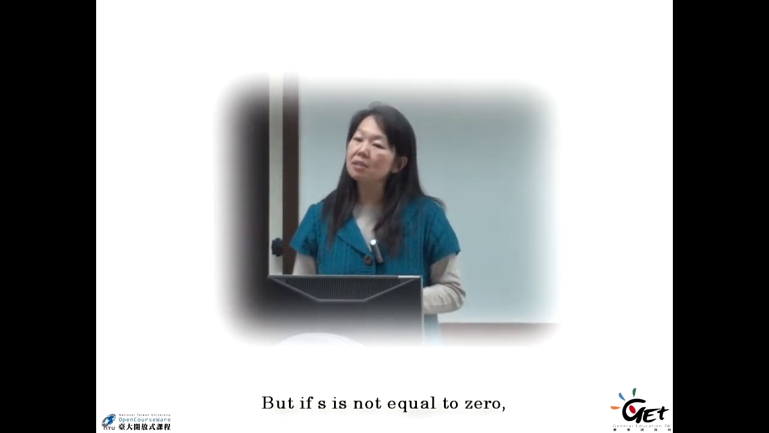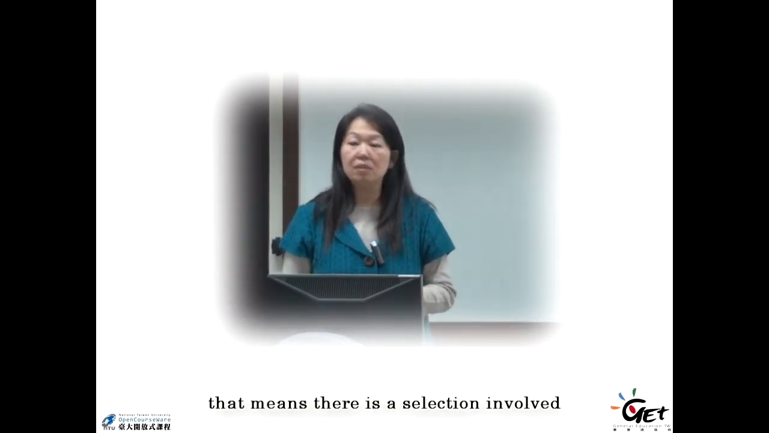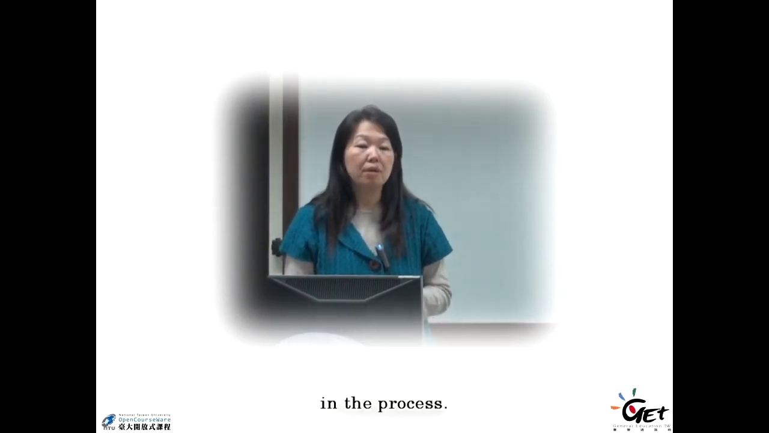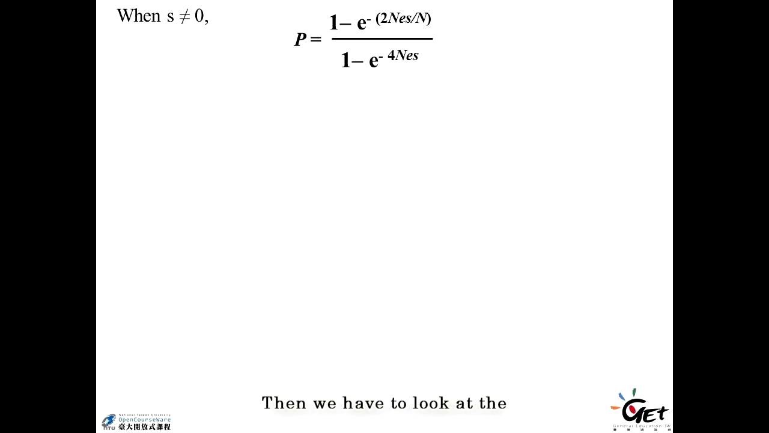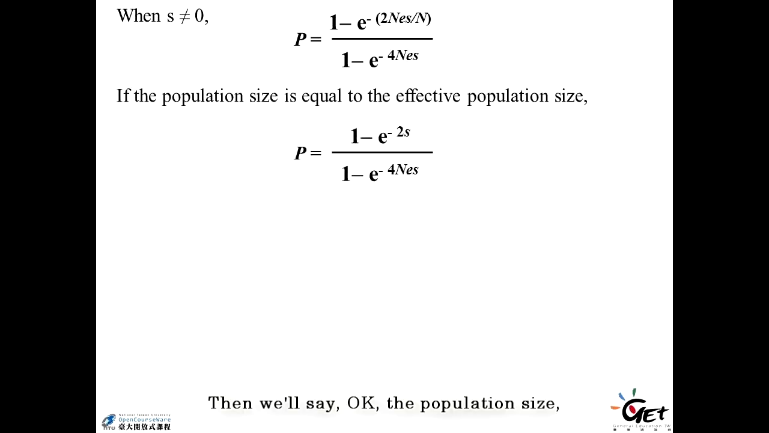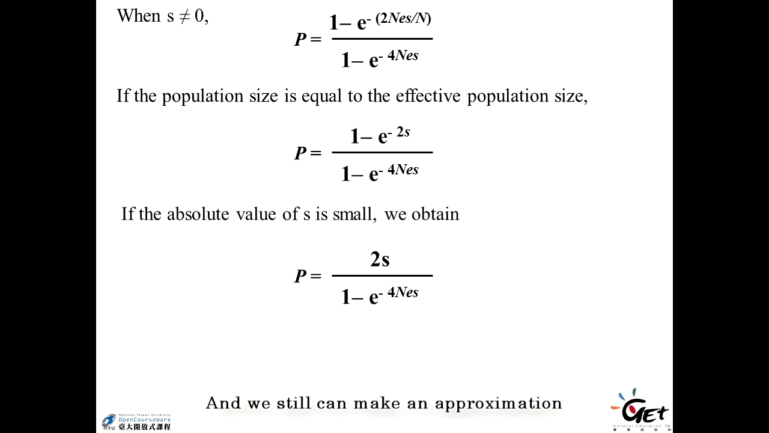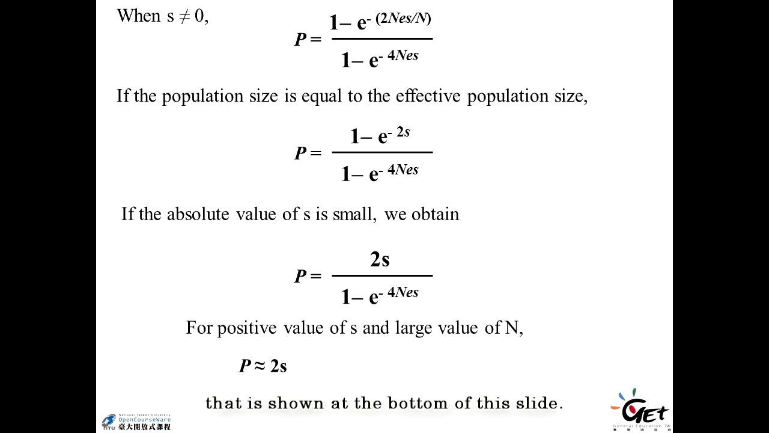But if s is not equal to 0, it means there's a selection involved in the process. Then we have to live with the selection coefficient, showing as the small s here. Then the population size, and usually we're concerned about the effective population size, and we still can make an approximation that's showing at the bottom of this slide.